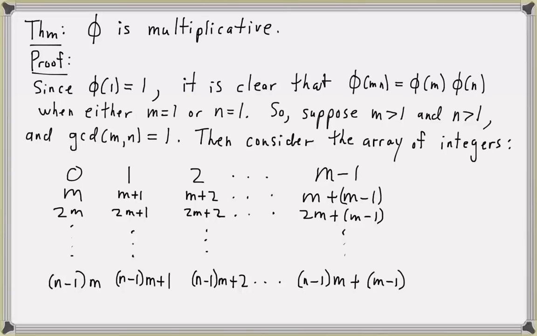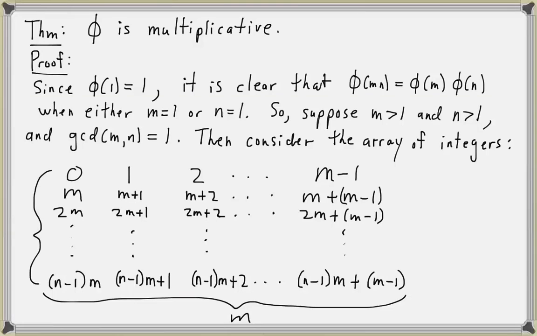So look at this array of numbers. See that in each row there are a total of m numbers. So there's m numbers in each row, and there's a total of n rows. So there's a total of n times m numbers in this array. And since these mn numbers are all consecutive integers, they will actually form a complete residue system mod mn.